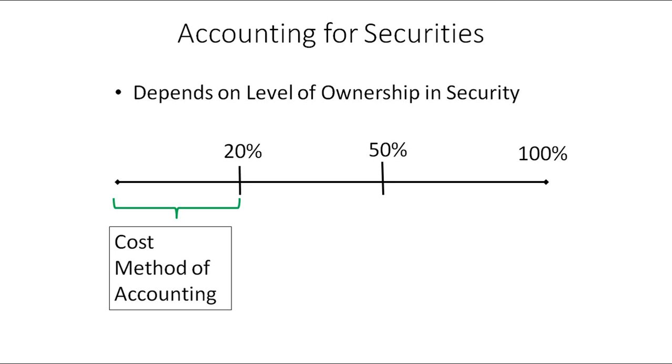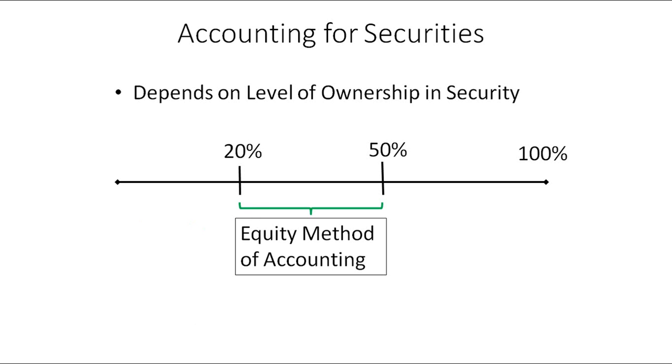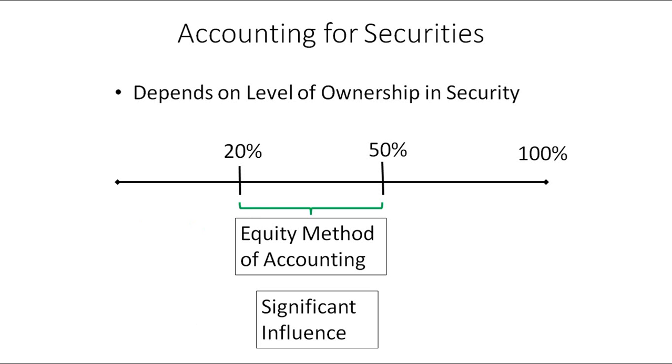If you own 1 to 20%, we use the cost method of accounting, and we're said to not have much influence on the decisions of management. If we own 21 to 50%, we use what's referred to as the equity method of accounting, and we're said to have significant influence. That is, we can control the board of directors, who in turn controls managers, and have them do things that we would like to see them do.